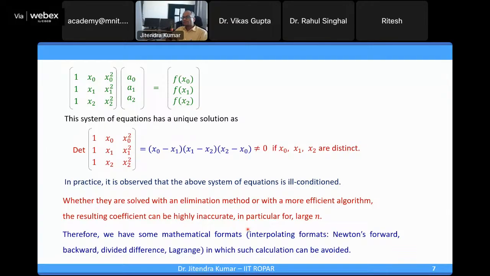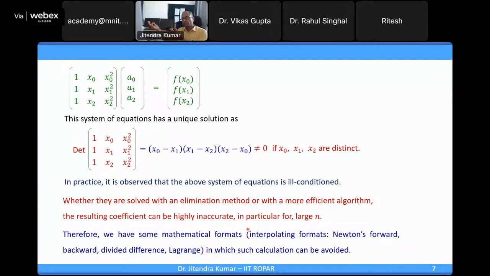Therefore, we have some mathematical formats which we call interpolating formats. So Newton's forward difference formula, backward difference formula, divided difference formula, etc. Lagrange interpolating polynomial, in which this calculation, which we are doing here with the system of linear equations, can be avoided, and that is the whole point of these interpolating polynomials. In different situations you can apply different interpolating polynomials. I mean, there are different formats.